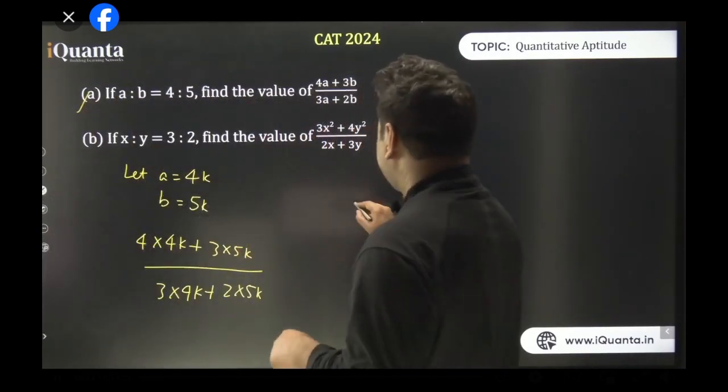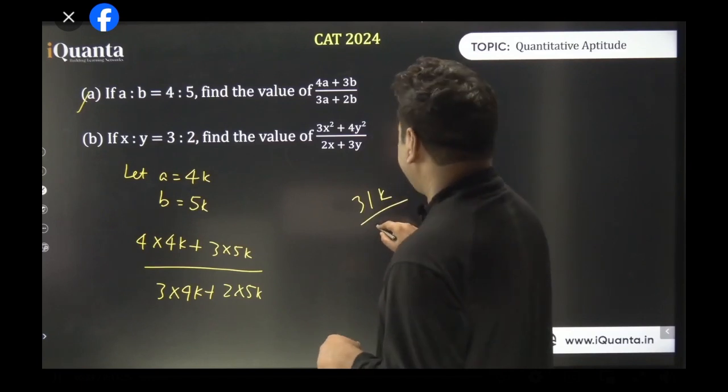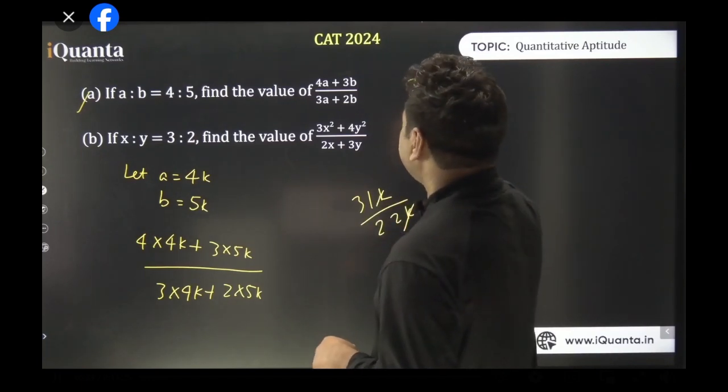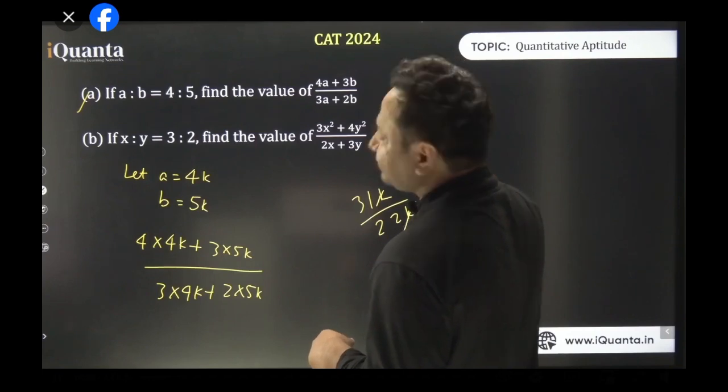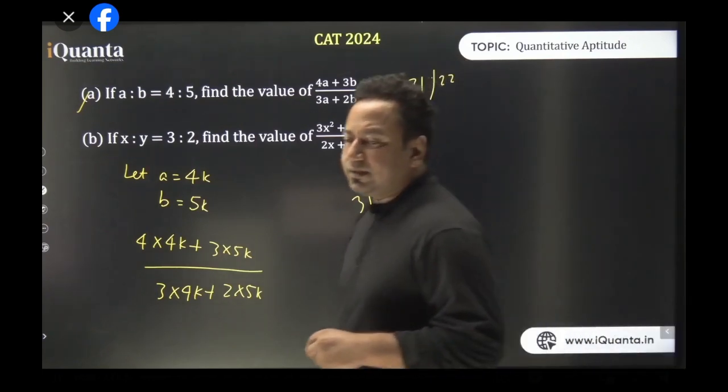ऐसे किया है 31k upon how much? 22k. k and k got cancelled. Answer is 31 is to 22. 31 upon 22. This is how you guys solve it.